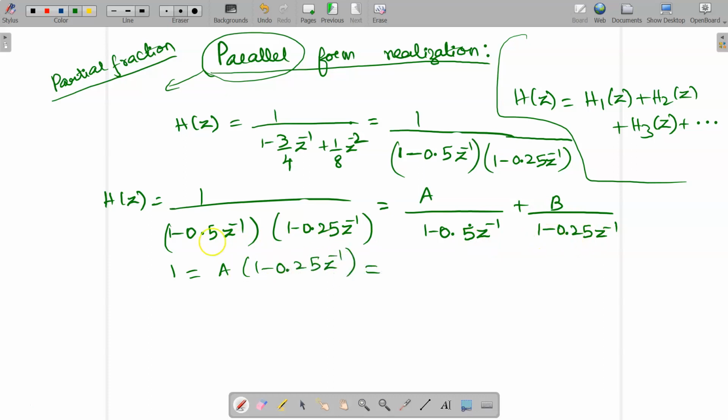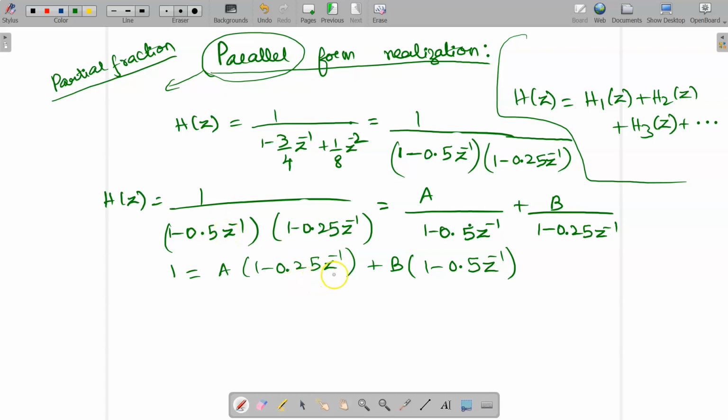Okay. So when you compare this denominator term with this term, there already 1 minus 0.25 z inverse is available. So the other term is b into 1 minus 0.5 z inverse. Okay. So always compare your denominator with this. So when you compare this, already this term is available. The other term, just multiply that. Similarly, when you compare this term with this, already 1 minus 0.25 z inverse is there. This term is not available. So multiply with that.